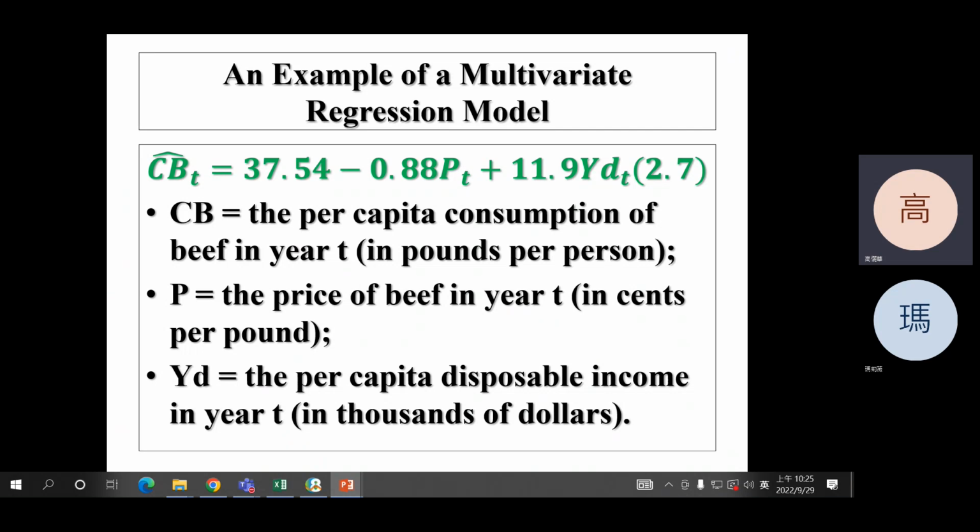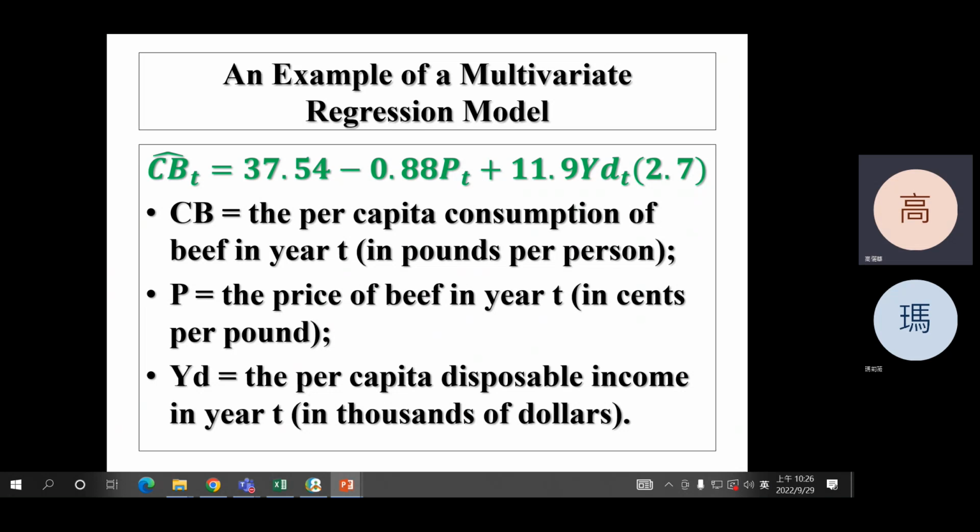Nowadays nothing is in cents, right? This is so cheap. YD is the per capita disposable income in year T, and that's in terms of $1,000. This is what we call measurement units. So YD, disposable income, is in $1,000, and P, the price, is in cents.